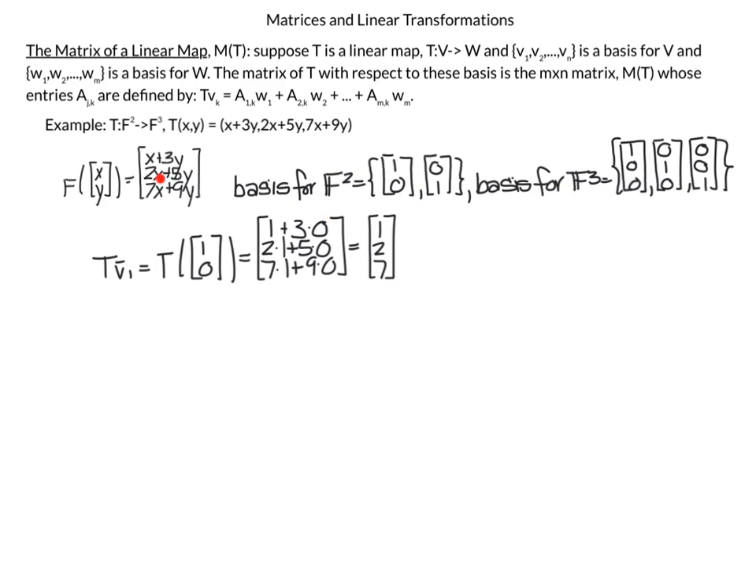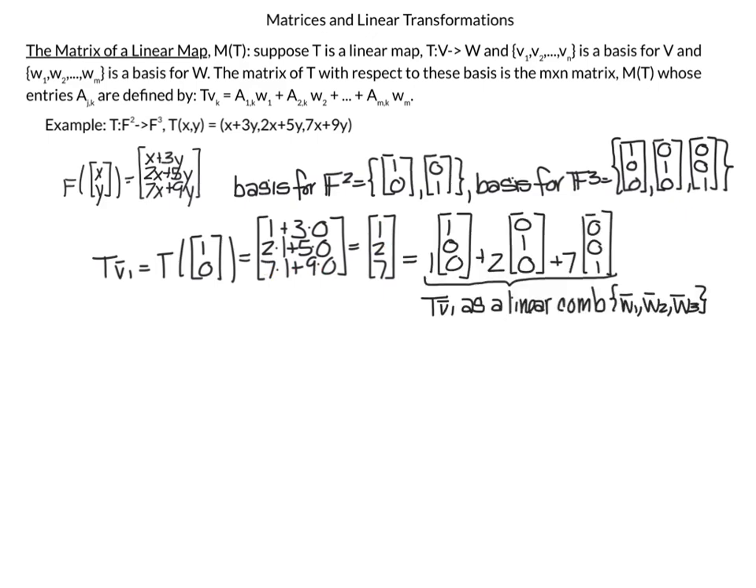Then I have 2 times 1 plus 5 times 0. And then 7 times 1 plus 9 times 0. So that gives me the vector 1, 2, 7. And there are a couple of things I want to point out about this 1, 2, 7.